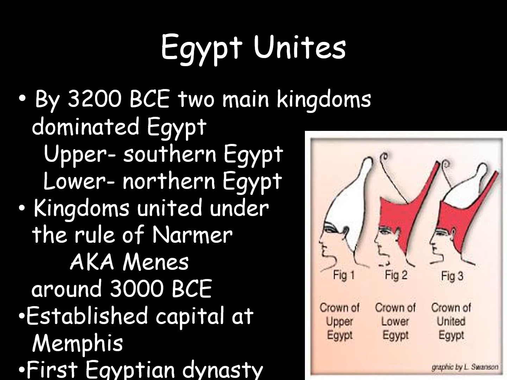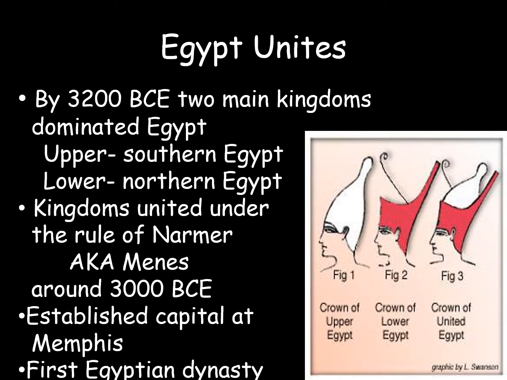By 3200 BCE, there were two main kingdoms that dominated Egypt, the Upper and the Lower. The Upper being southern Egypt, and the Lower being northern Egypt, which is different than what we would think normally, because you would think that Upper would be north and Lower would be south. But in this case, Upper is southern Egypt, and Lower is northern Egypt. The kingdoms were united under the rule of Narmer, also known as Menes, around 3000 BCE. He established the new capital of Egypt at Memphis, and it was the first Egyptian dynasty.